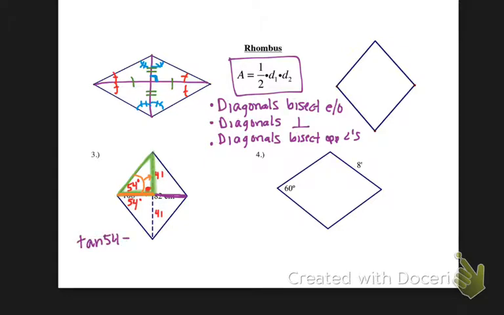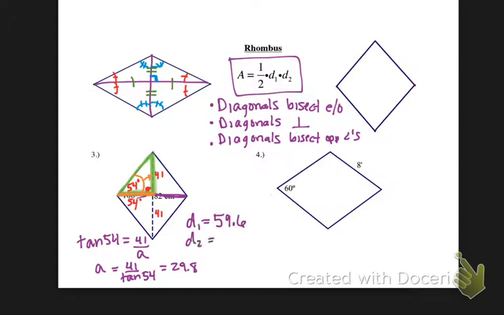So tangent of 54 equals opposite over adjacent. The variable is in the denominator, so we can do the switcheroo trick. And that goes in your calculator, and you will get 29.8. But that's only half of that diagonal. We have to multiply that by 2 to get the whole diagonal. So 29.8 times 2 is 59.6.